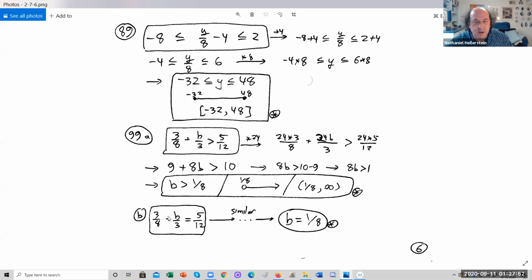Now 99B is the same thing with an equal sign instead of a greater than sign. So if you just go through all the same operations, instead of b greater than 1/8, it's b equals 1/8. Similar problem.